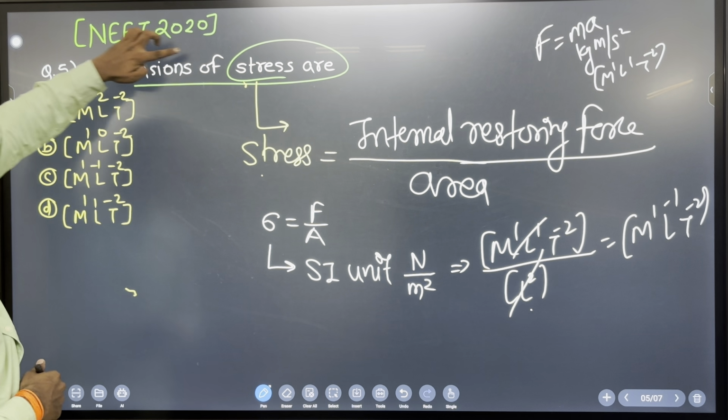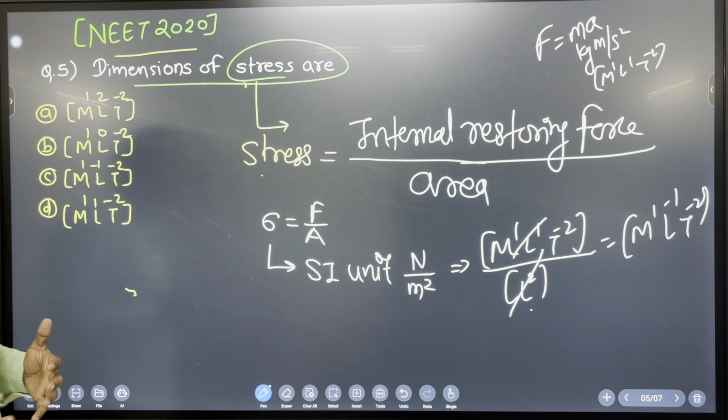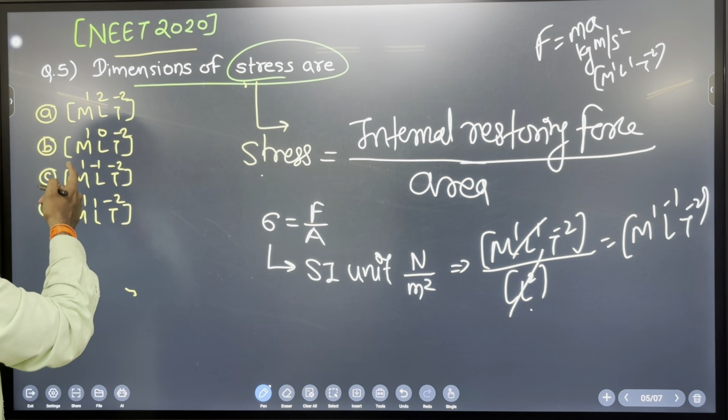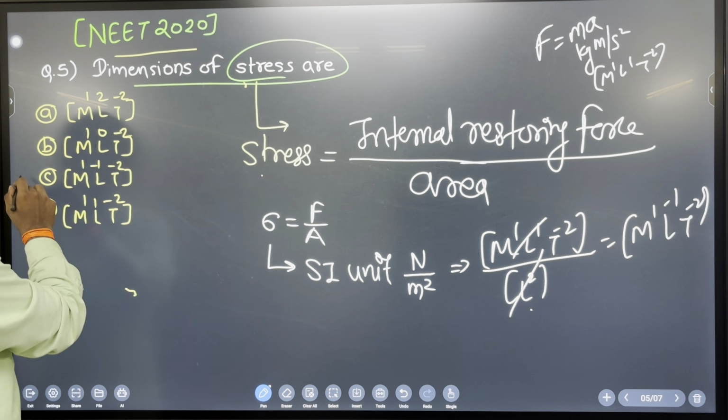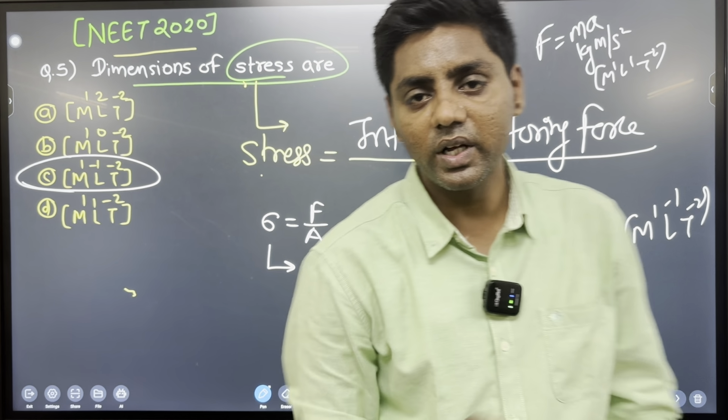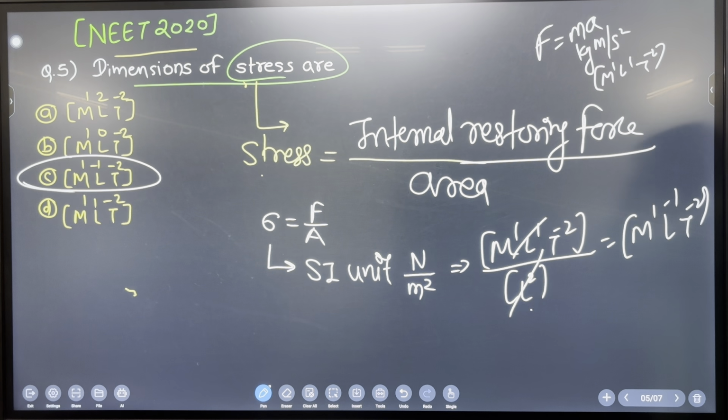और question कहाँ पे पूछा उन्होंने? NEET 2020 examination में. तो बहुत simple question पूछा है. So which option is correct? That is M1 L minus 1 T minus 2. So our C option is correct for the given example. So take the screenshot of the given example. So we go for the next.